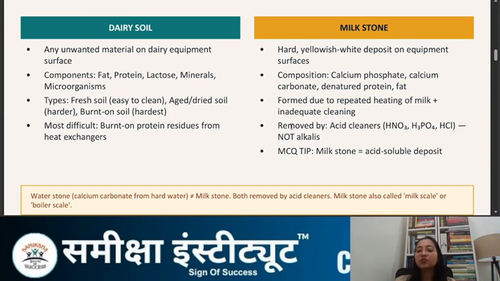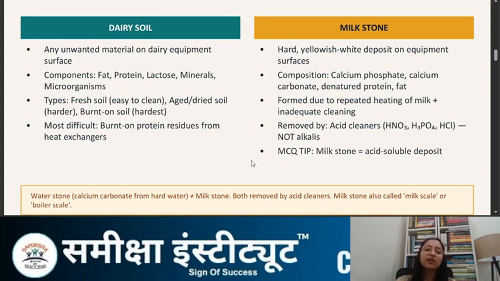Okay, so how will we remove it? Using acid cleansers. Acid cleansers will dissolve all these calcium phosphate and calcium carbonate. So what are the examples of such acid cleansers? Nitric acid, phosphoric acid, HCl. All these acid cleansers will dissolve the calcium phosphate, calcium carbonate alongside the denatured protein and fat, and then it will remove the milkstones. So milkstones are acid soluble deposits.